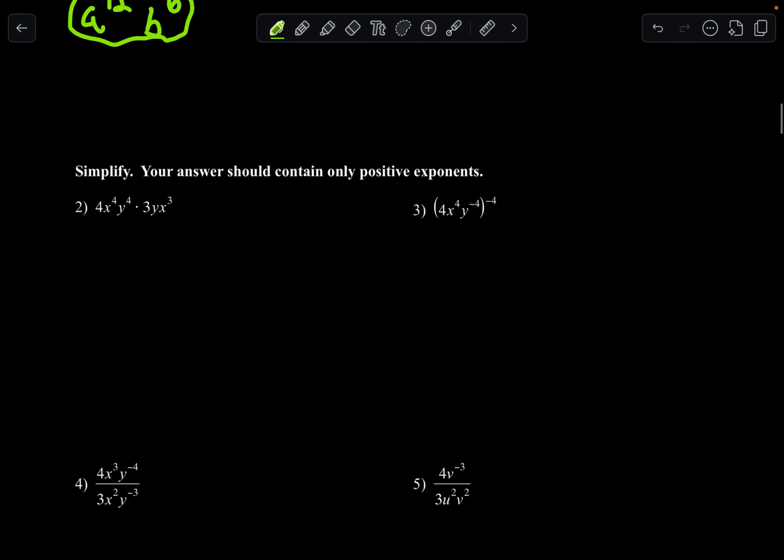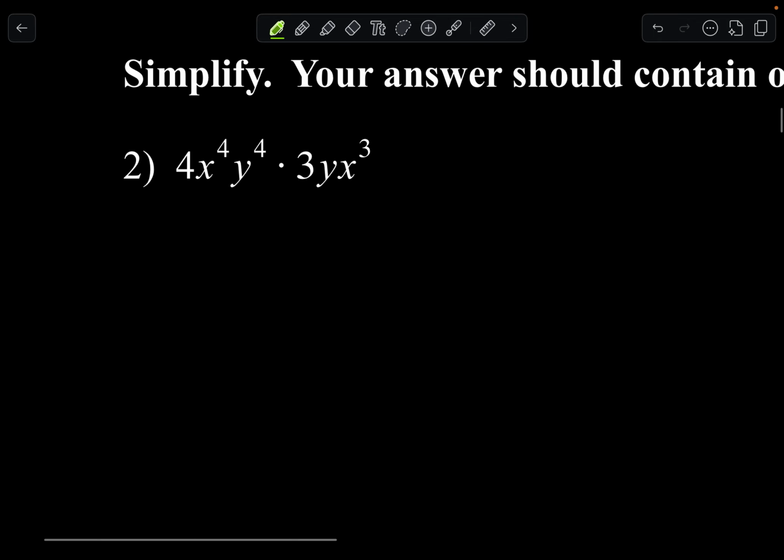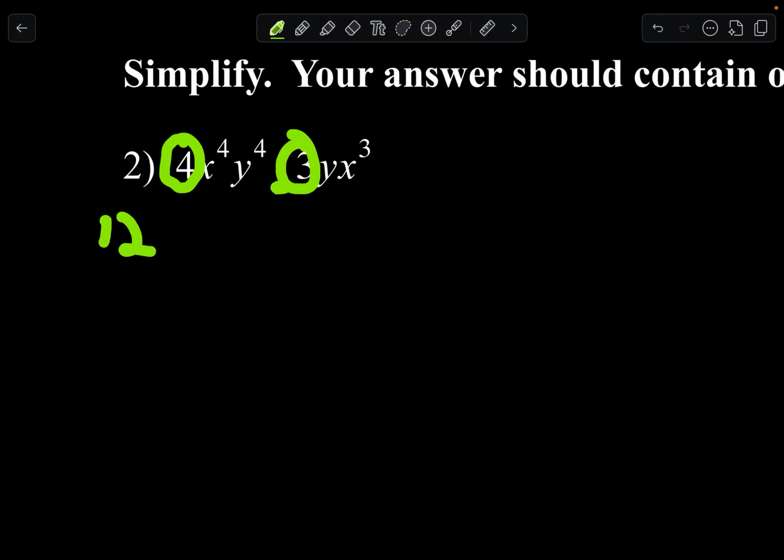All right, then it says simplify. Your answer should contain only positive exponents. These are pure properties of exponents. This is the product property, okay? So we take the two numbers because we're multiplying. What's 4 times 3 is 12, all right? And then we multiply together the x to the 4th and the x to the 3rd. So that is this.